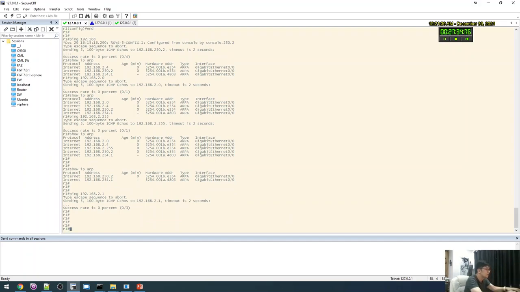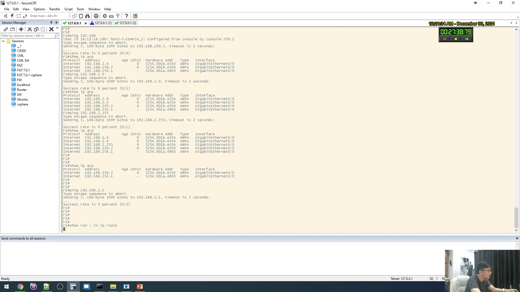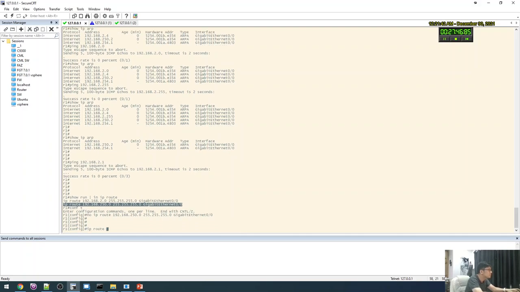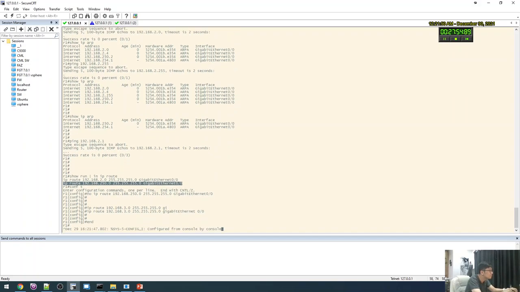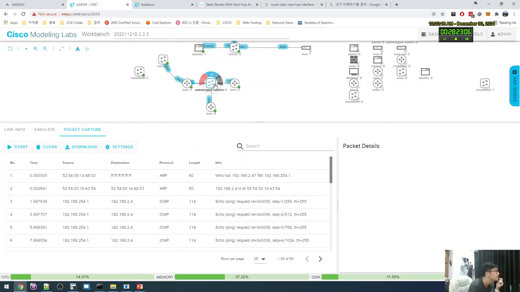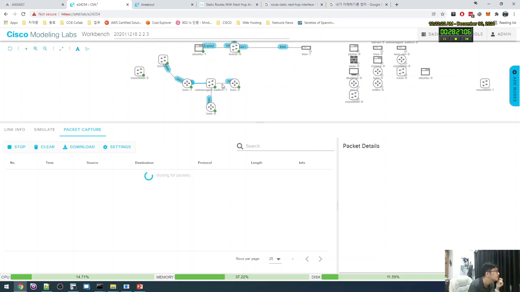So first, okay. Routing table check. Okay. So in this scenario, it's just the outgoing interface to reach this subnet, and then two subnet and then three subnet, okay? So let's see how they are acting here. Clear, start, and then start, and then start.